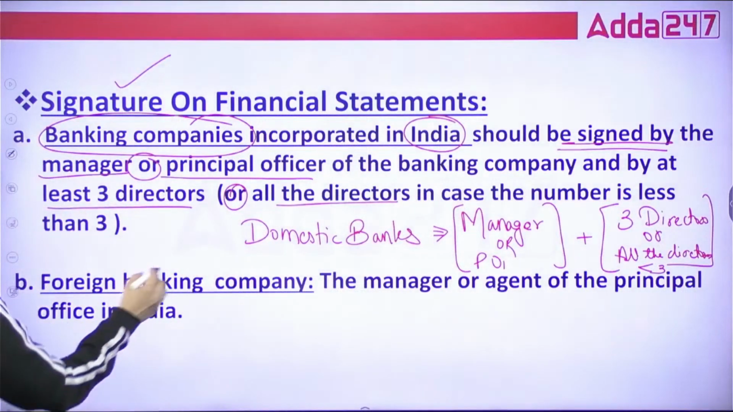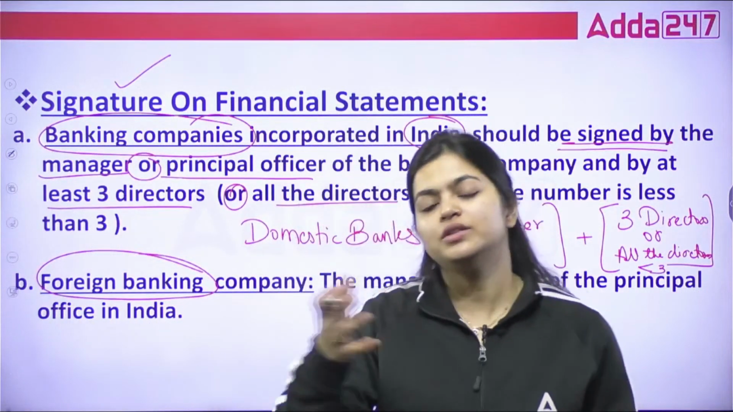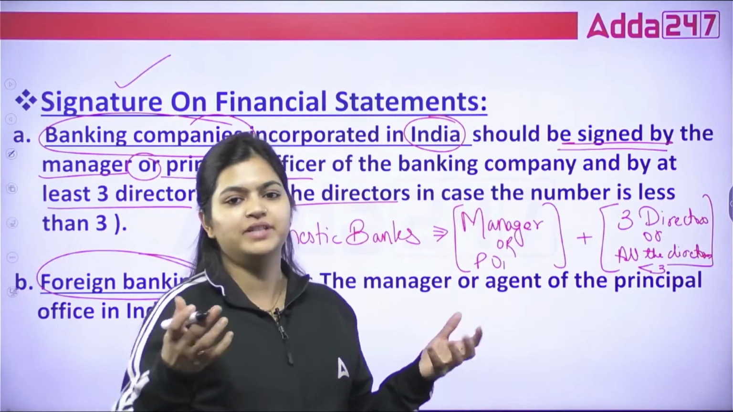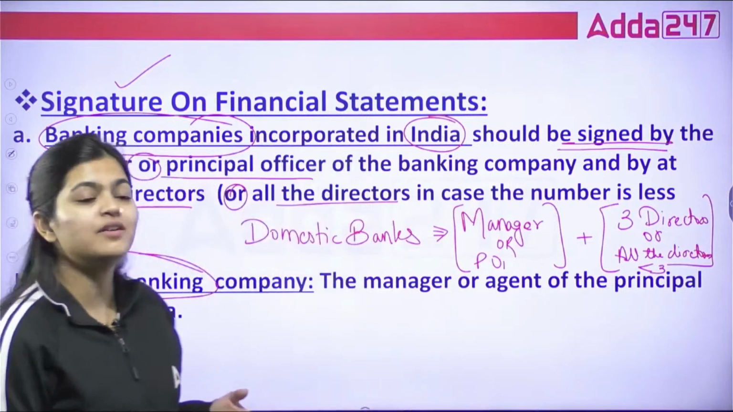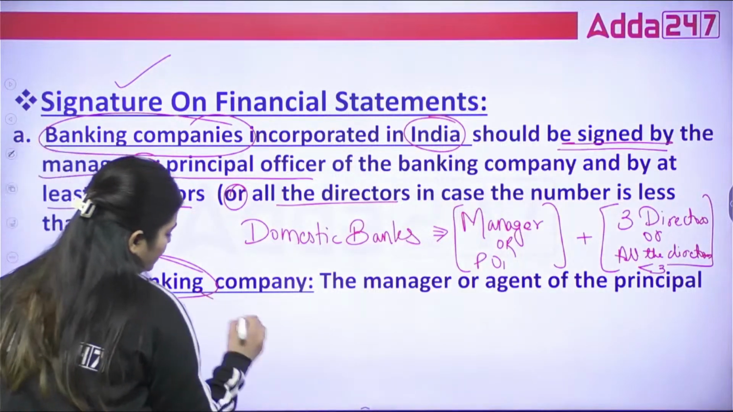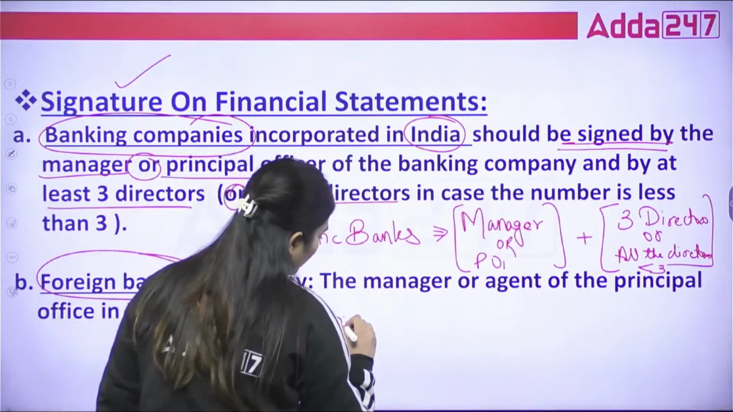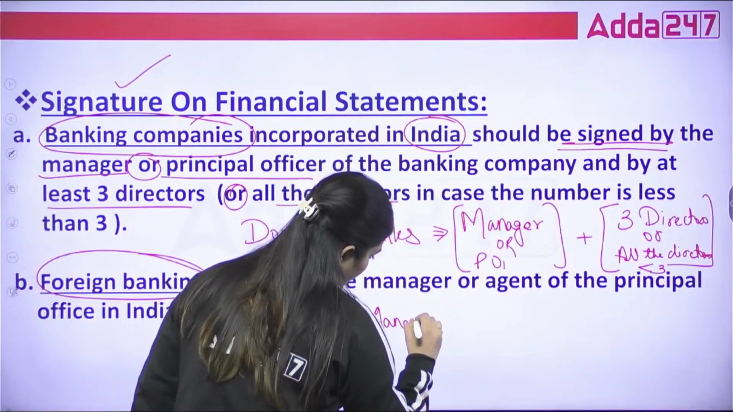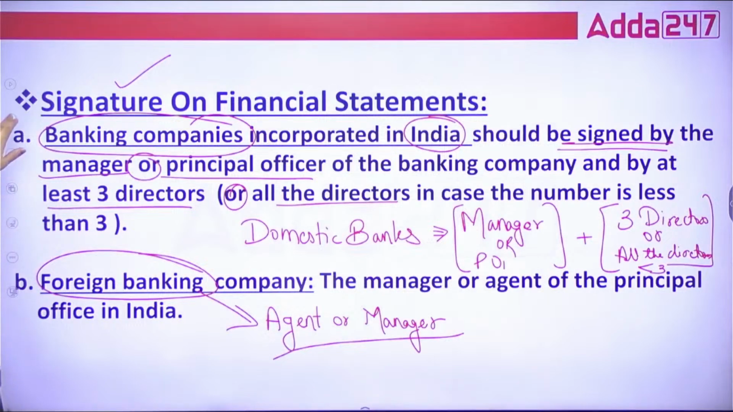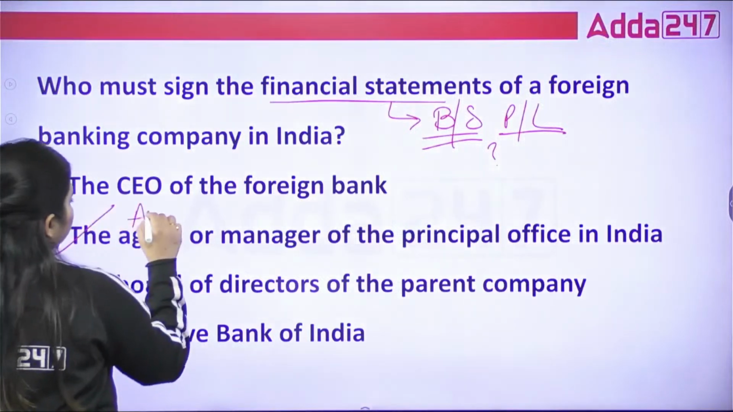Now, next, in case of foreign banking company, like we have HSBC Bank, correct? Then we have Citibank. Though Citibank has been acquired by Axis Bank, earlier we used to consider them as a foreign bank. So the manager or agent of the principal office in India, whoever is handling the management, they are required to sign, any one of them. So the correct answer is agent or manager of the principal office in India. Correct answer is answer B.